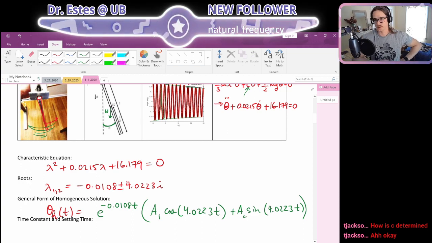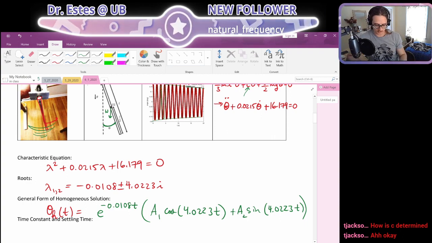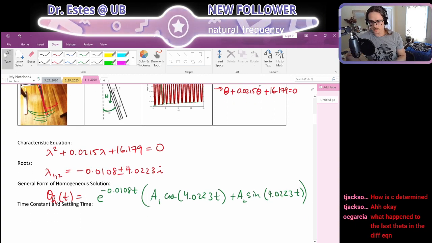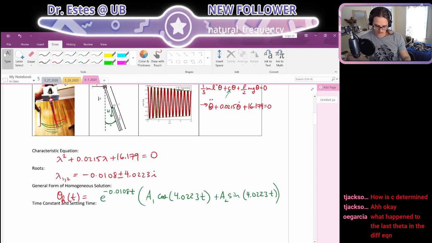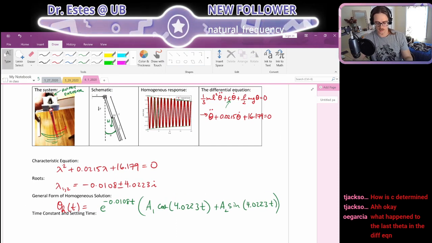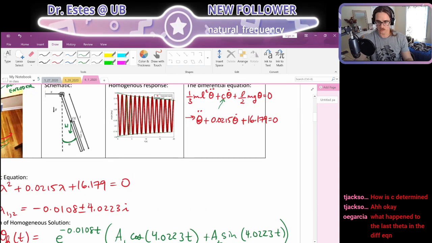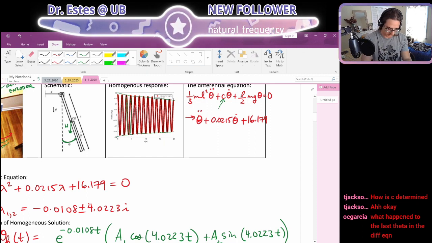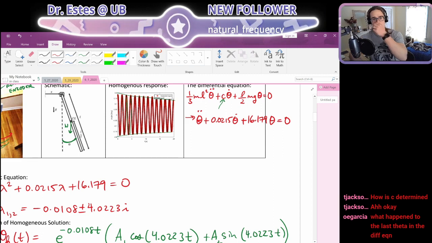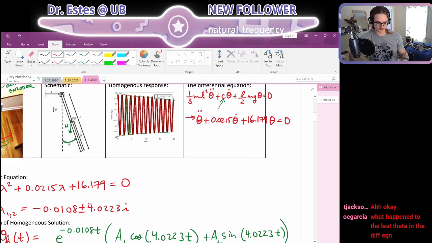All right, and we did solve for these coefficients on Friday. What happened to that last theta in the differential equation? Oh, very good call, my friend. That should still be there. Thank you for pointing that out. There should definitely be a theta there.